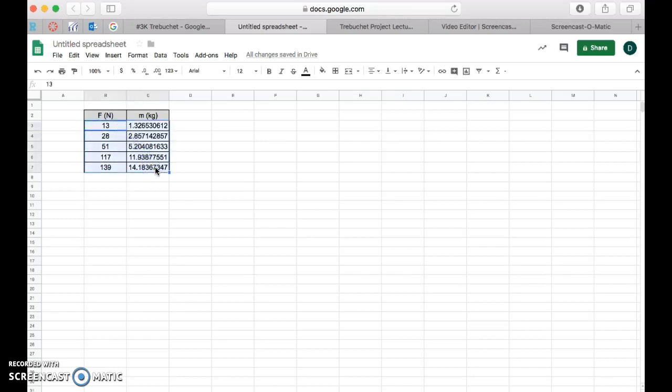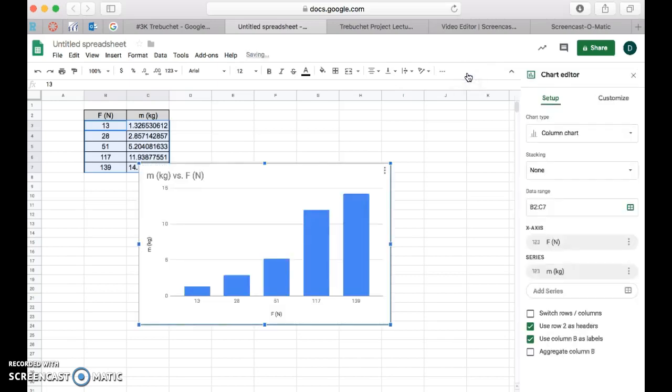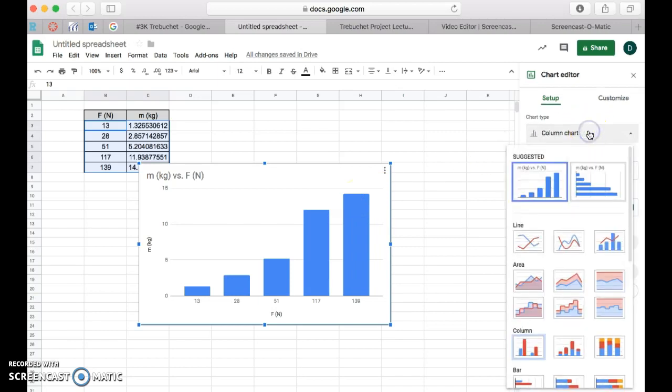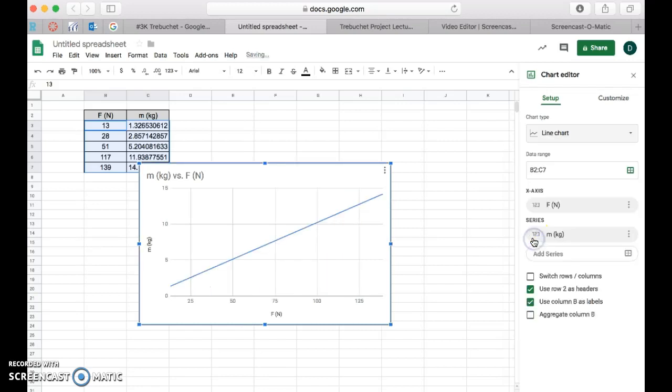So just highlight the data that you want to graph. You're going to click on this symbol over here, Insert Chart. And it's not the right type of chart. So, okay, not automatic. It's pretty dang close to automatic. Drop down and do a line chart. Boom.